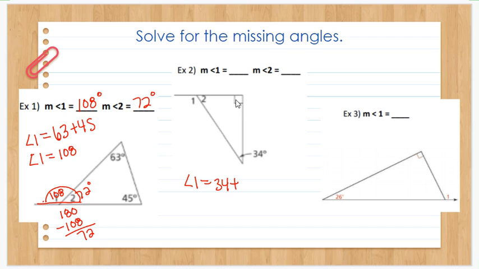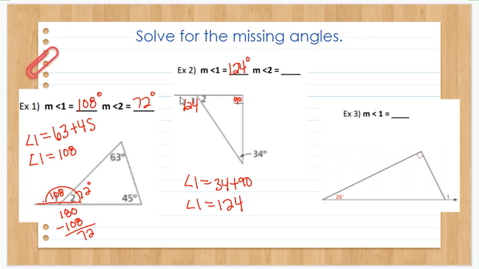And if we also add this angle here, the square in the corner indicates that it's 90 degrees. So if I add the 90 and the 34, it'll give me this outside exterior angle. So angle 1 equals 124. So the measure of angle 1 is 124 degrees.